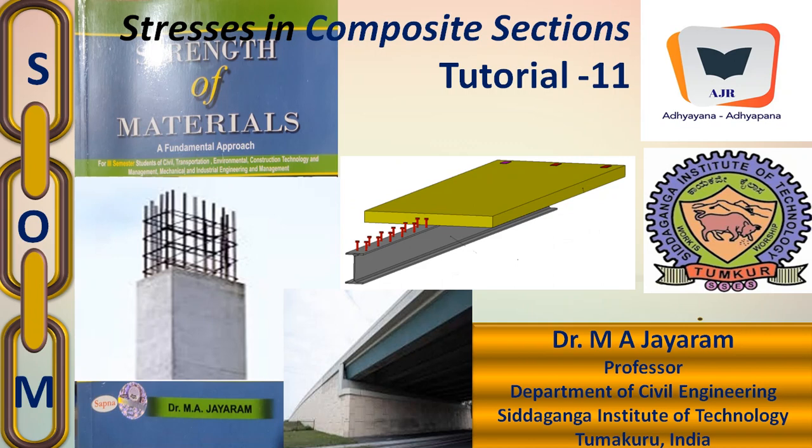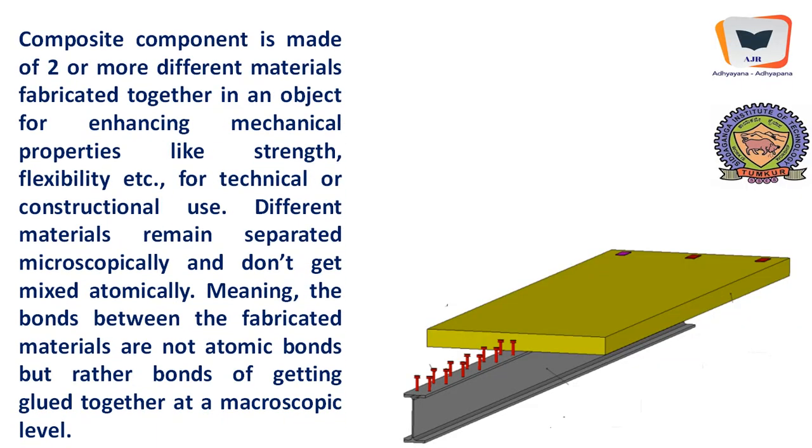Hello my esteemed viewers. In this tutorial we see how the stresses and strains get shared when a composite section is subjected to loads. By composite section we mean it's a section taken out of a component which is made out of two or more different materials fabricated together in an object for enhancing mechanical properties like strength, flexibility, ductility, and capability against bending, etc. for technical or constructional use.